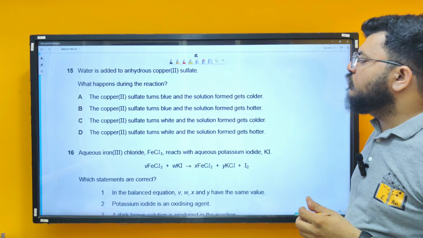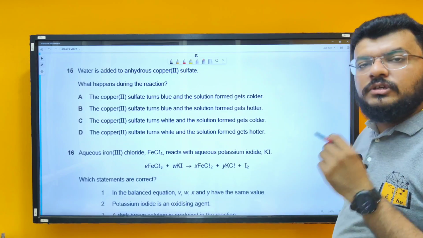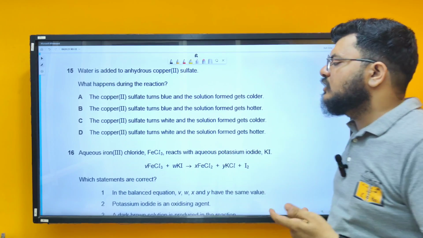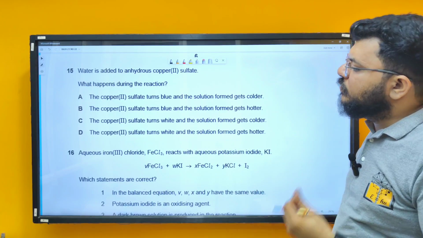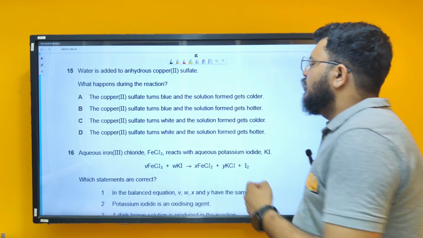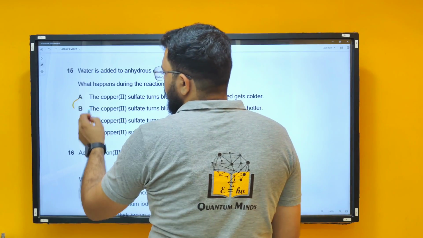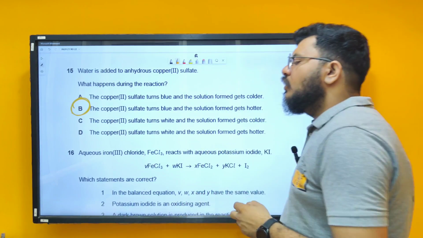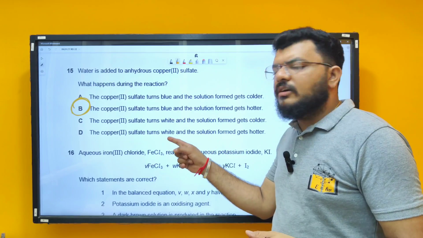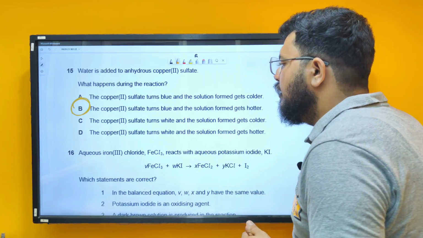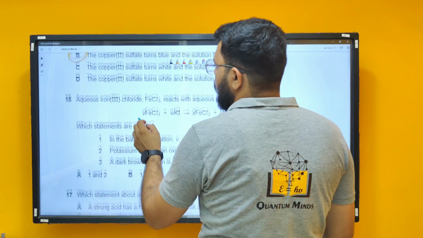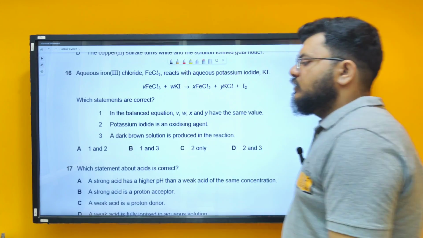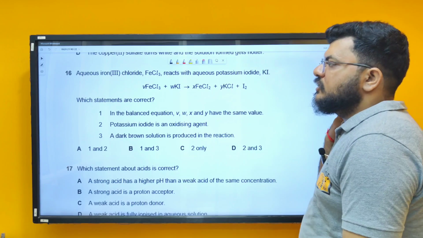And the solution formed gets colder. No, actually it must get hotter because the reaction is exothermic. So B, the copper sulfate turns blue and the solution formed gets hotter. Yes, this is our correct answer. Copper sulfate turns white will be incorrect. Why? Because hydrated copper sulfate is blue in color. Now let's look at question number 16.